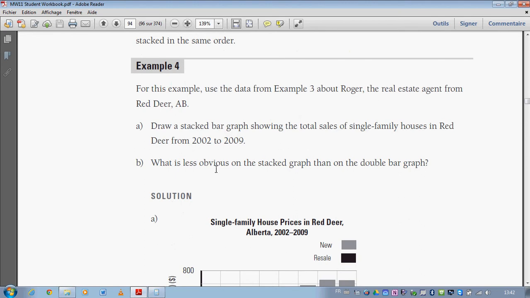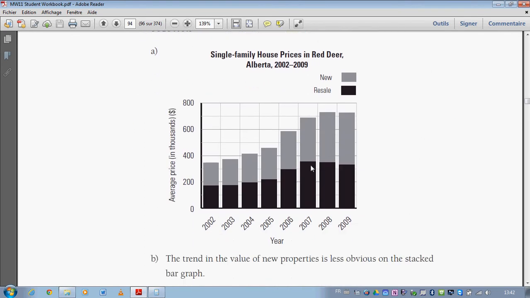Okay. And so what's less obvious on the stacked graph than on the double bar graph? I would say almost everything. For example, you can't see which one sold for more. You can't really see, for example in this year, which one sold for more, the new home or the resale home, and you can't quite tell looking at that. So that's actually a disadvantage for a stacked bar graph.